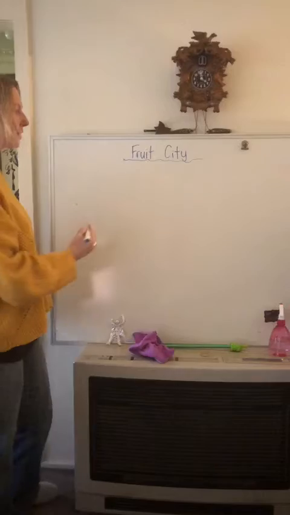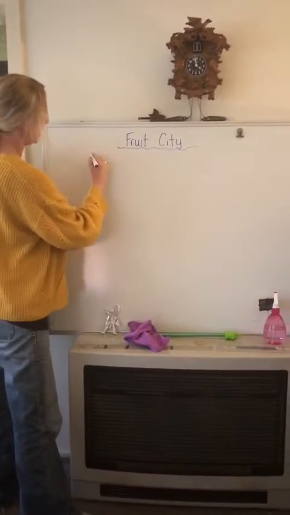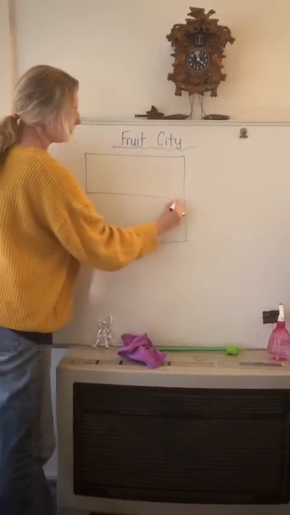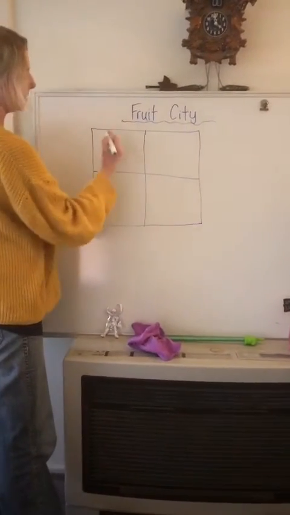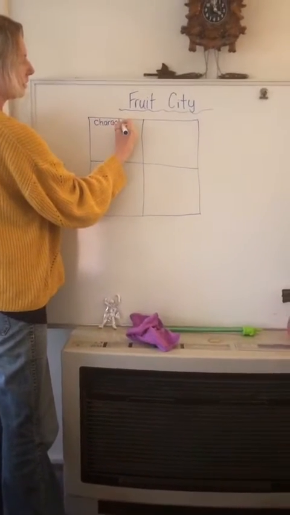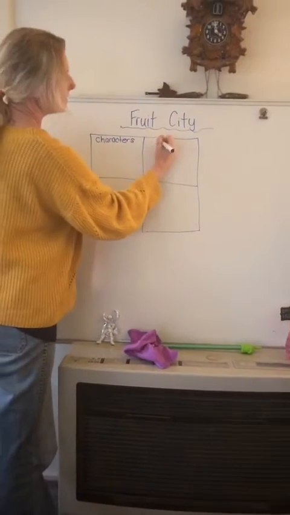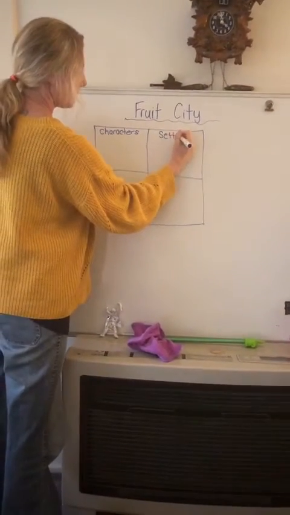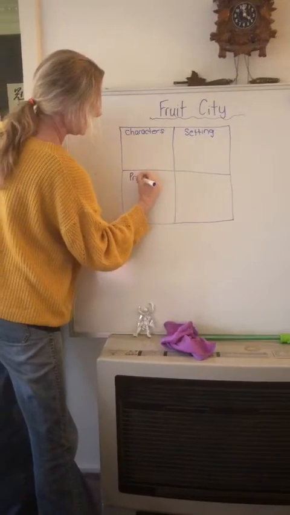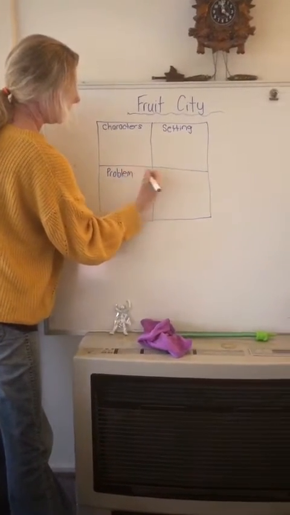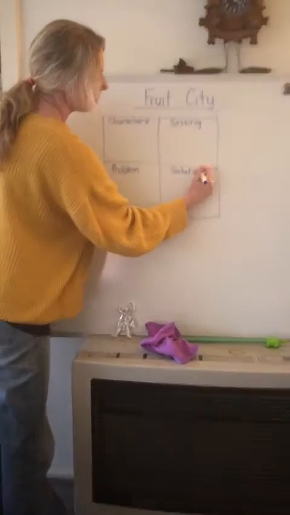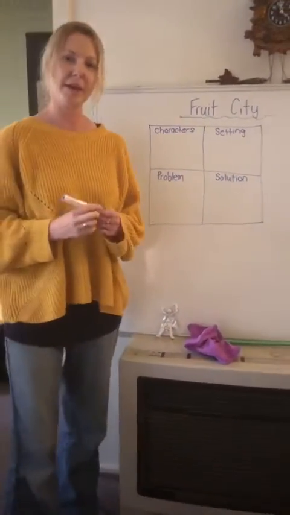Okay, so the main 4 things that we're going to be looking at when we are planning, and we don't have to do it this way, but sometimes this will help us with our ideas. So we can draw a box and have character or characters, setting, and we also want to have now the new thing that we have introduced is our problem and our solution.